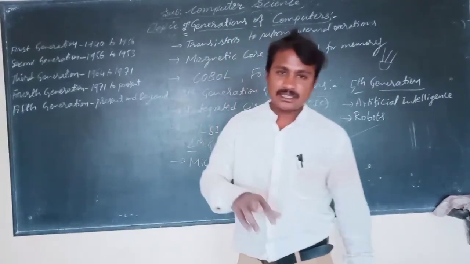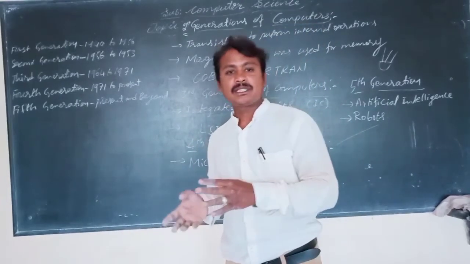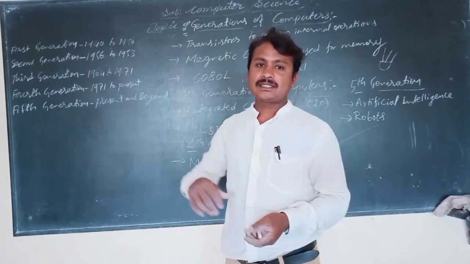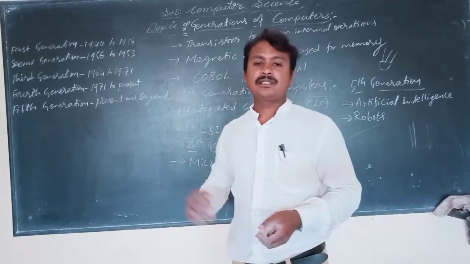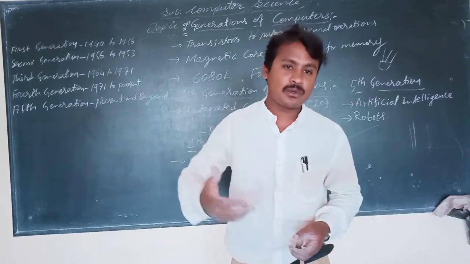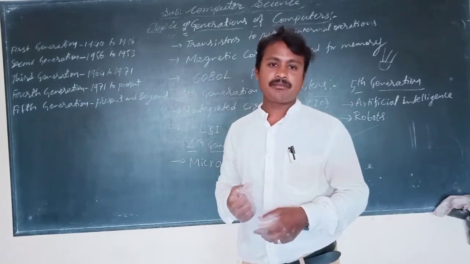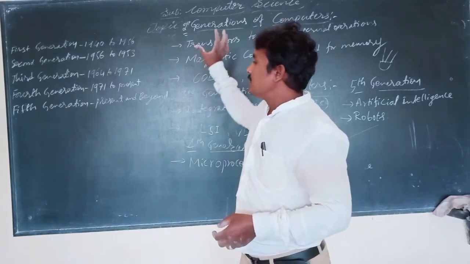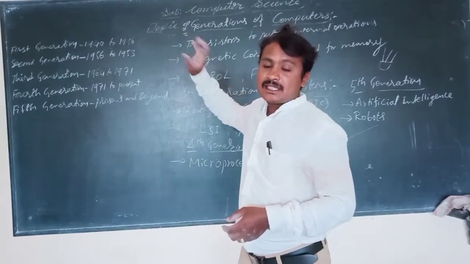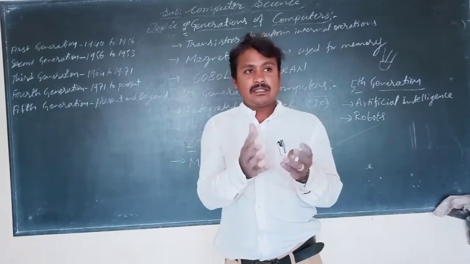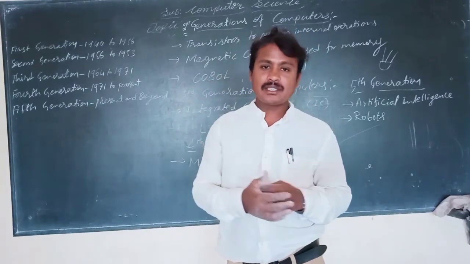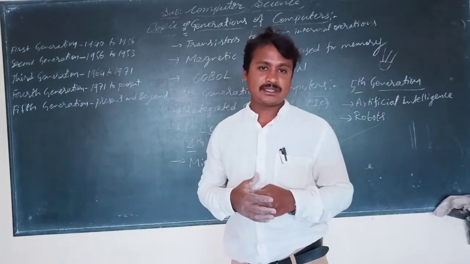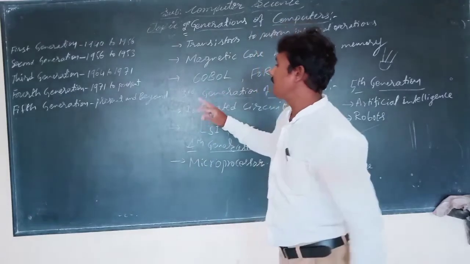In the second generation, vacuum tubes are replaced by transistors. Understood, everybody? Next, instead of magnetic drums, magnetic core was used for memory. And one more important thing in second generation: middle level languages and high level programming languages came into existence. These are all the points you have to remember in second generation.